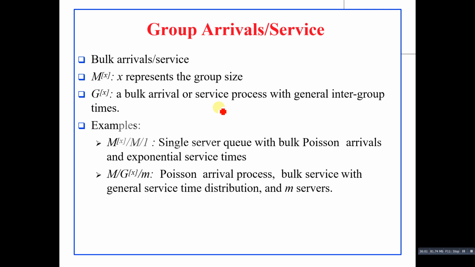Okay, let's go to the group arrival service, a bulk arrival service. So you have M to the power of X, where X represents the group size. The memoryless arrival comes with group size X, and G^X is a bulk arrival or service process with general intergroup time. You can imagine that X represents group size. The whole group of customers comes with one bus or one chartered aeroplane, as in group travel. So you come in bulk.